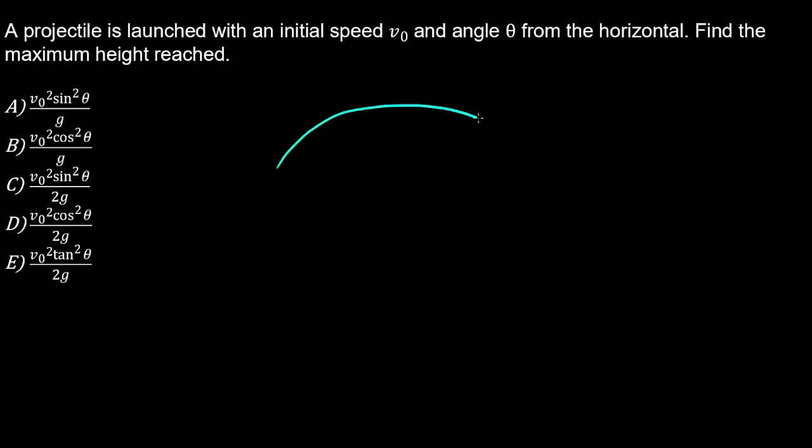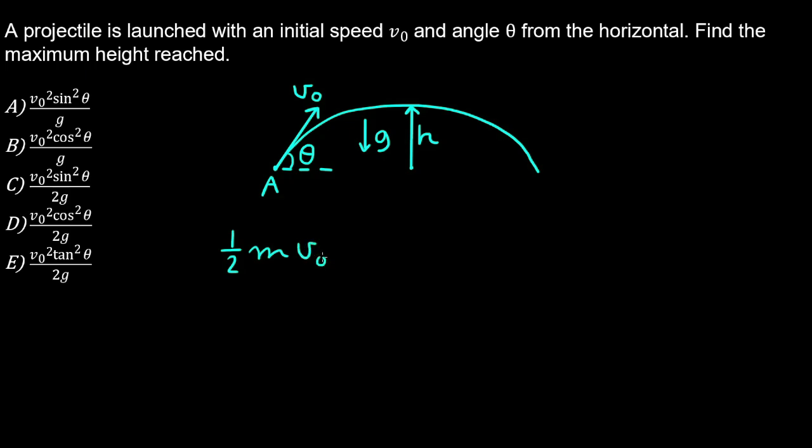A projectile is launched with an initial speed v0, an angle of elevation theta from the horizontal. Find the maximum height reached. So we'll solve this by a conservation of energy rather than using kinematics, where we have a constant gravitational acceleration. So the kinetic energy at point A is 1/2 by the mass by the speed squared.